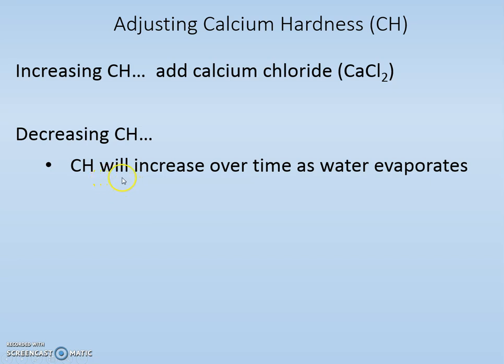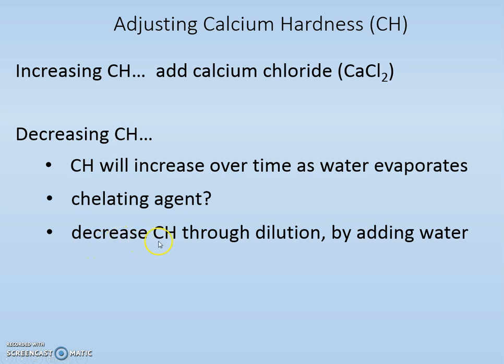So I should mention that the calcium hardness has a tendency to creep up over time. This is because as water evaporates, it leaves behind the calcium salts. There are chelating agents available that will grab the calcium. I don't know how effective or necessary those are because you can always decrease the calcium hardness by diluting the water. So simply by adding water from your hose, or even if there's a rainfall, that should introduce fresh water too.